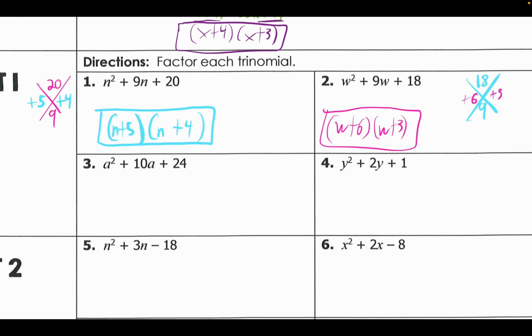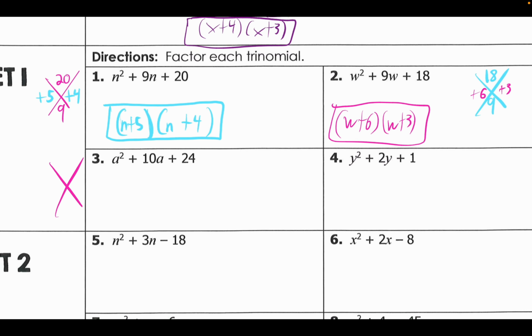Number 3 here. 1 times 24 is 24 on the top and 10 on the bottom. Two numbers that would do the trick, well, that would be 6 and 4, both positive. So it'd be a plus 6 and a plus 4.